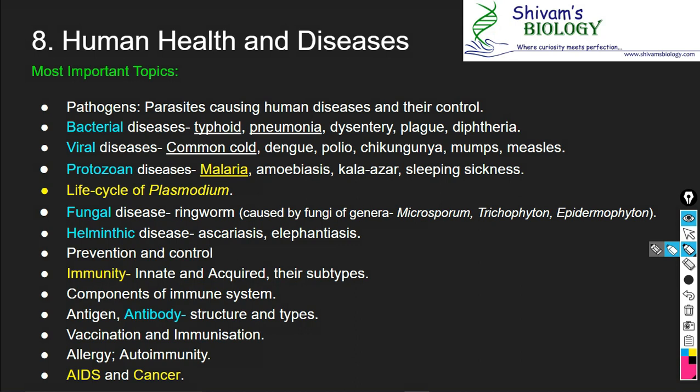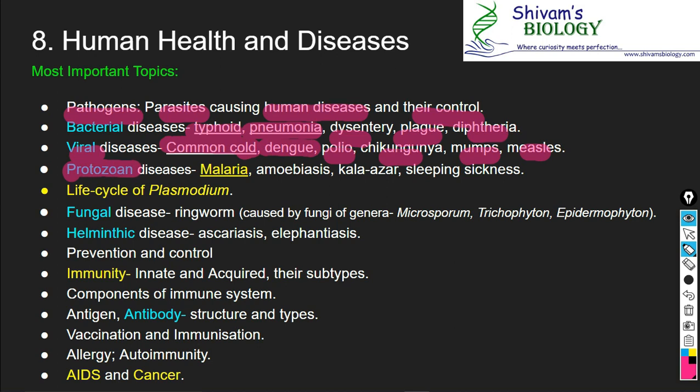The important topics are, firstly, you should know the definition of health that was given by WHO. After that, pathogens, the parasites that cause human disease and their control, various bacterial diseases like typhoid and pneumonia, very important. After that, dysentery, plague, diphtheria, etc. Viral diseases like common cold, dengue, and others like polio, chikungunya, mumps, measles, etc.